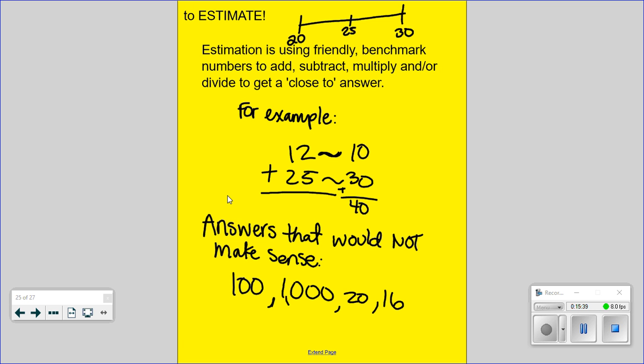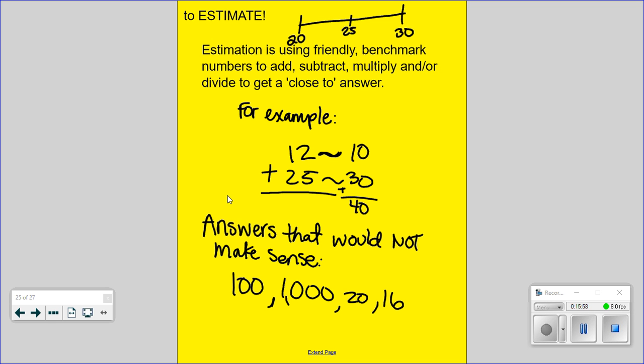Scarlett? What'd you say? 1. Yeah. Right on. What are you thinking? 80. Yeah. If I'm adding something that's a 10 or close to 30, I'm probably not going to get up to 80.